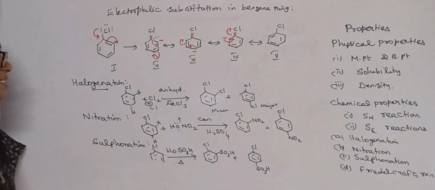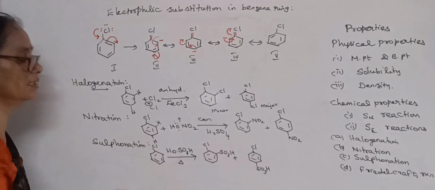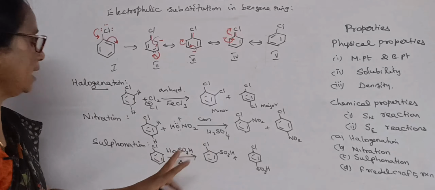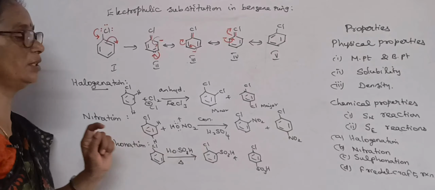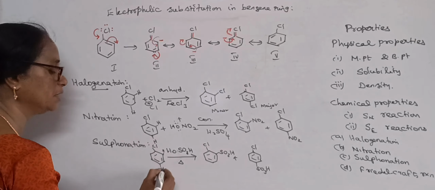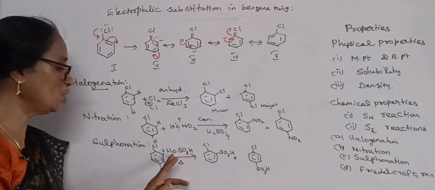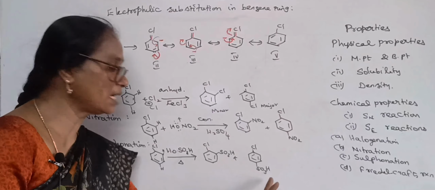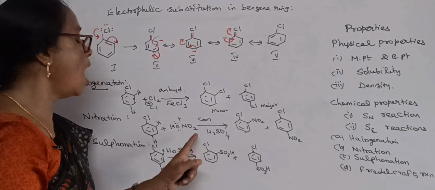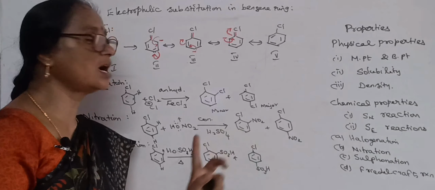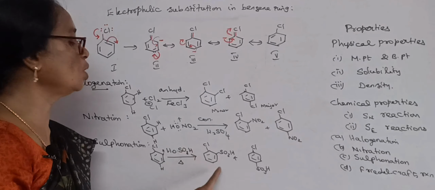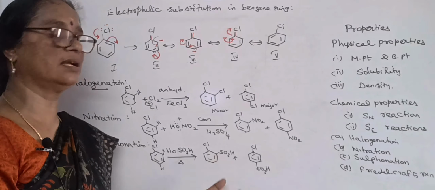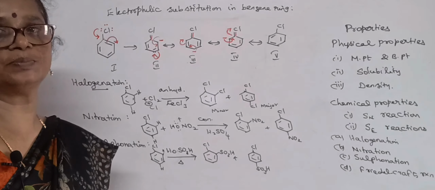The next one, sulfonation. In sulfonation, the haloarene, that is chlorobenzene, is boiled with concentrated sulfuric acid. Concentrated sulfuric acid we can write as HOSO3H. So the hydrogen at the ortho or para position forms water with the OH group, and hence SO3H can substitute at the ortho position or at the para position. So this is ortho-chlorobenzenesulfonic acid, this is para-chlorobenzenesulfonic acid, or 2-chlorobenzenesulfonic acid and 4-chlorobenzenesulfonic acid, where the sulfonic acid group is present on the ring.